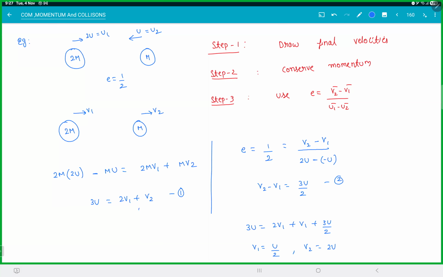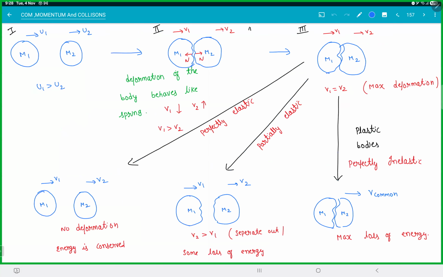All clear what we did? Momentum and restitution, that's it, 2 steps. Clear? Let's see a question on this. But what is happening during the collision? This thing is important. You should know what is happening there.